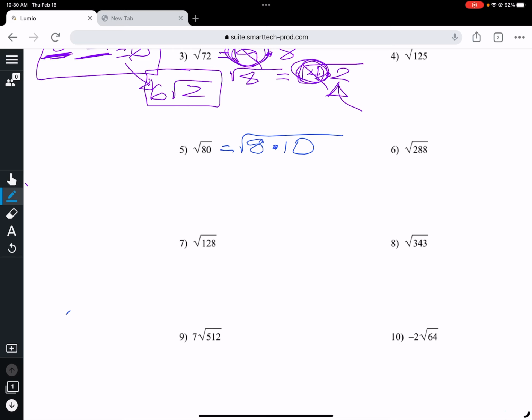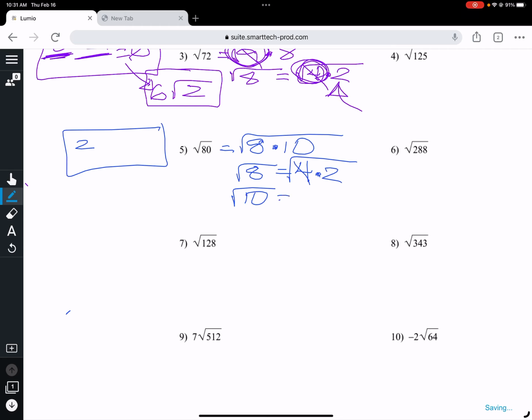I'm going to work 8 first. 8 gives us what? 4 times 2. Either of those perfect squares? Our 4. And the 4 is removed as a 2. All right, we still have that 2, but it's just going to travel along. We're not through with the problem. Now we're going to break down 10. And what does that break down to? 5 as well as a 2.